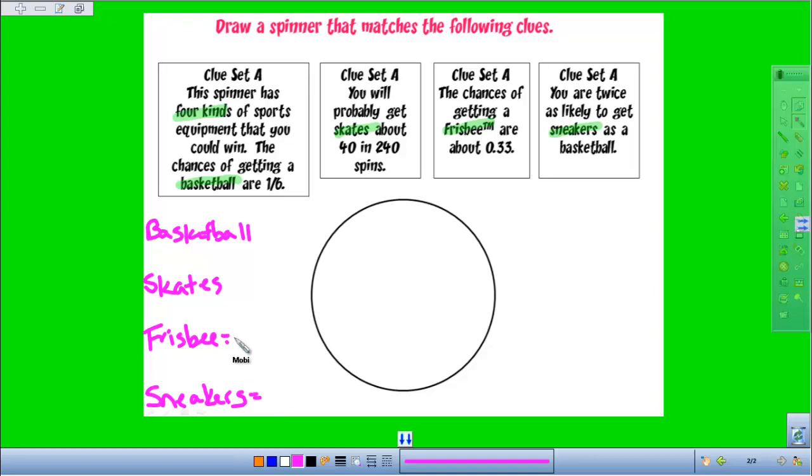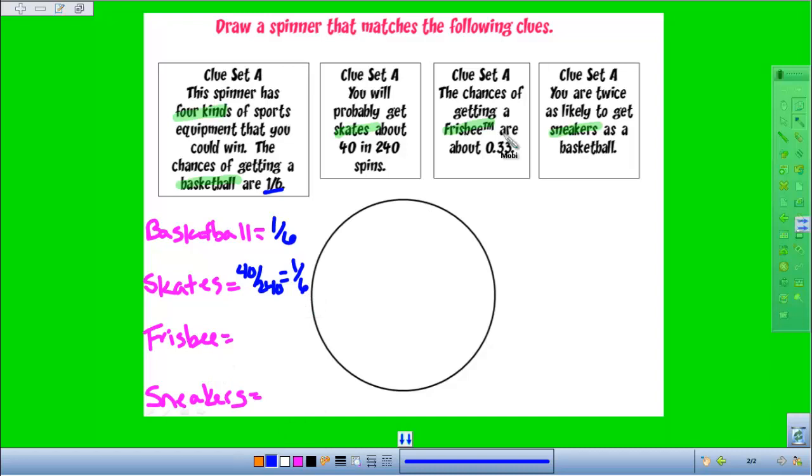Now, when you do this, I like to put everything in fractions so I know what I need to split my spinner into. For the basketball, it's pretty easy. They tell you right away that it is 1/6. So I have a 1 in 6 chance of winning at basketball. For the next clue, it says you'll probably get skates about 40 in 240 spins. So I have a 40 out of 240 chance, which when I simplify would be 4 out of 24, and then the same as the basketball, which would be 1/6.